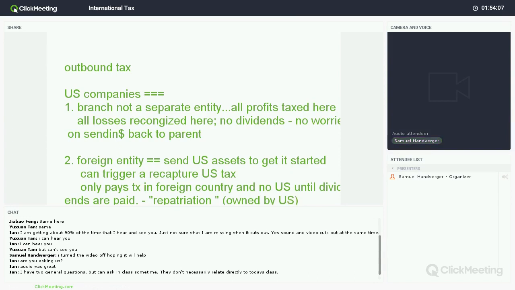Remember, this foreign corporation is owned by the U.S., but it's foreign, so it's not a resident here, and no U.S. tax is paid until dividends are paid, which is the repatriation of the profits. That's really what it is.